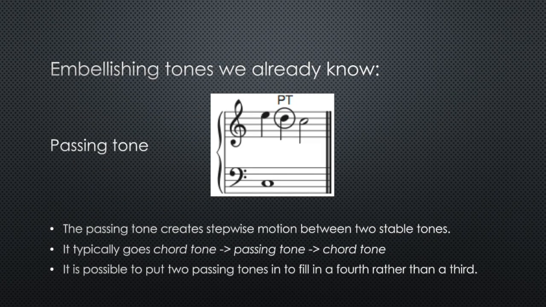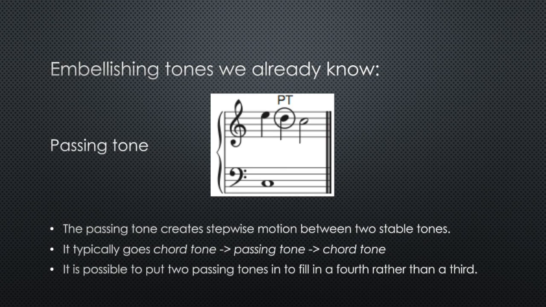So I just want to start with a couple of the embellishing tones that we already know. We've already encountered, because of second species counterpoint and because of some of the examples we've done, passing tones, for instance, and neighboring tones. So we'll start with passing tones. And the passing tone creates a stepwise motion between two stable tones.